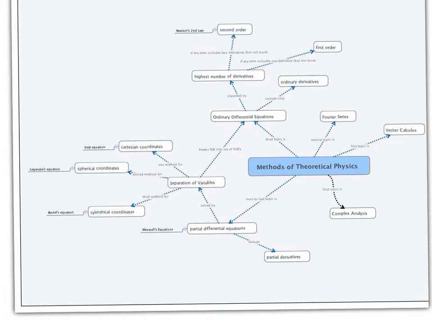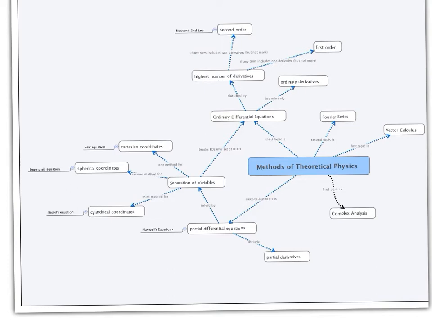These don't really have any detail coming off yet, but I've filled in a bit of the detail related to ordinary differential equations. And you can see that I've got a bit of a definition. I've got ordinary because it includes only ordinary derivatives, classified by the highest number of derivatives, and then we go and talk about the meaning of first order and second order. Here I've given an example, and here remember there are the labels on the relationship lines that tell exactly when I know this is first order or second order.